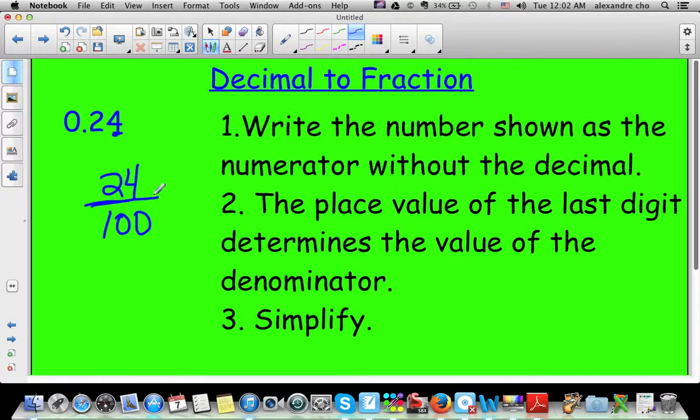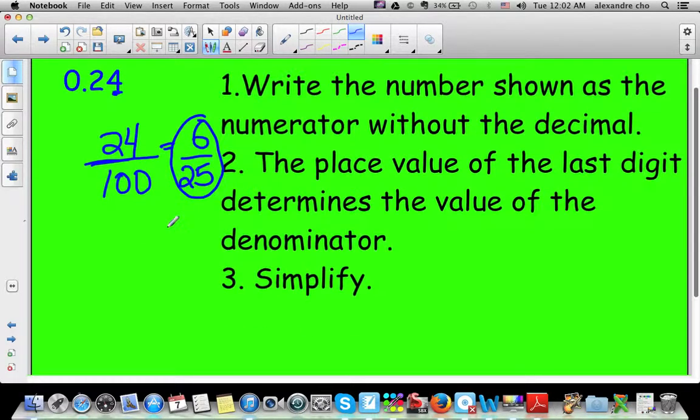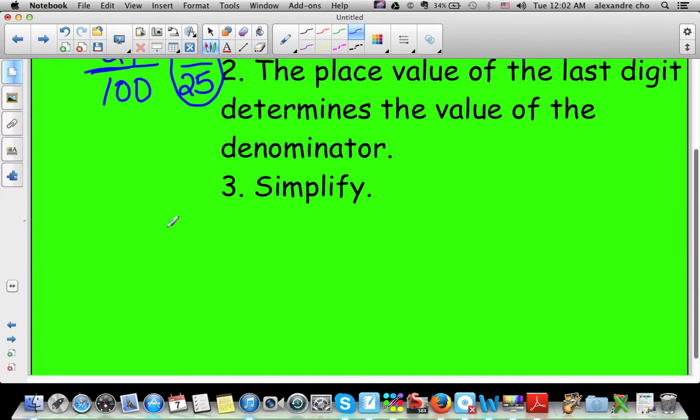If I can simplify, I will. And in this case, I can. I can divide 24 by 4. Okay, 24 by 4 gives me 6. And 100 divided by 4 gives me 25. And that's the answer I'm looking for. 6 over 25. Okay, so why don't you guys try a couple at the bottom?